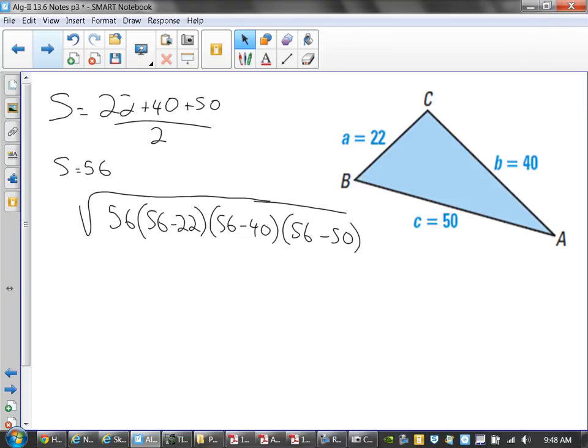You type it in exactly the way you see it, and lo and behold, it'll spit out the correct answer if you put your parentheses in correctly. So it's square root of S times S minus all of the sides, individually.